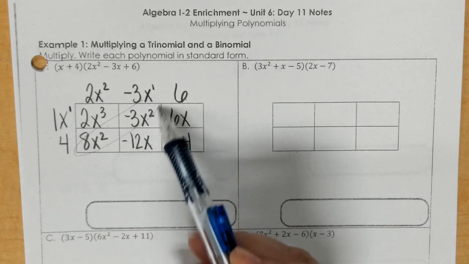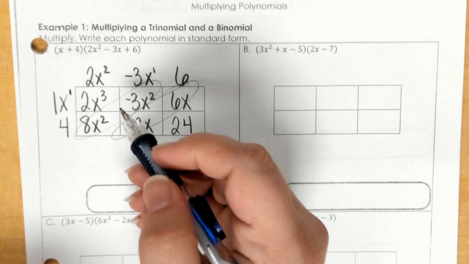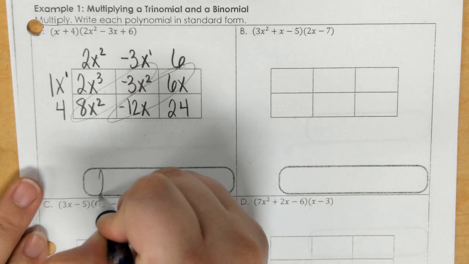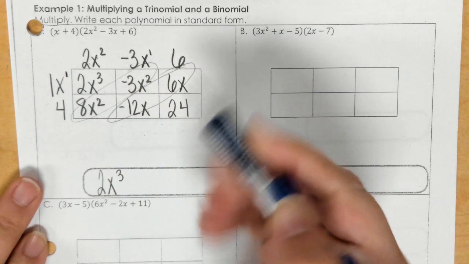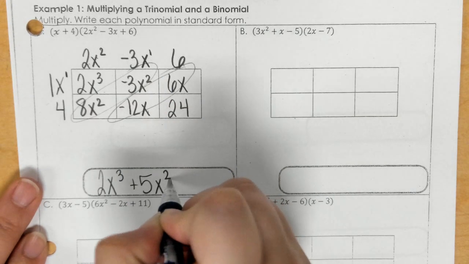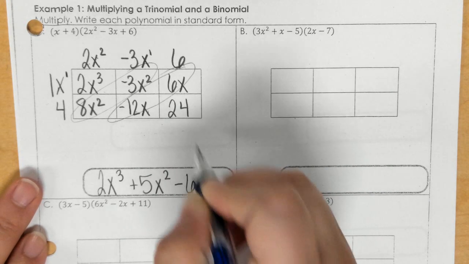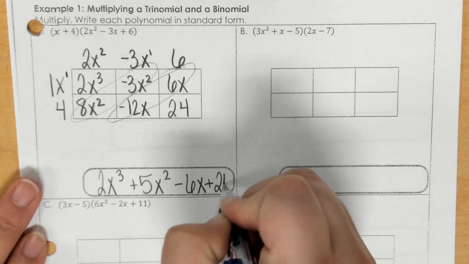My diagonals can combine. So I start with the highest exponent. And we have 2x to the third. 8 minus 3 is 5 x squared. Negative 12 plus 6 is negative 6x. And then lastly, we have 24.